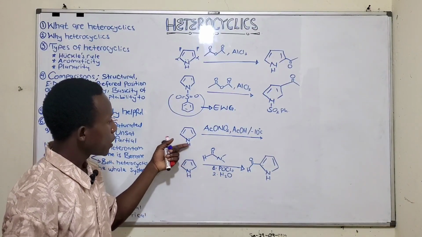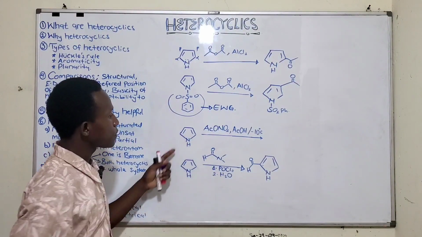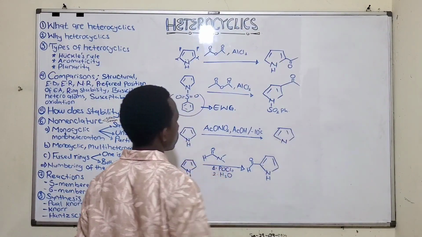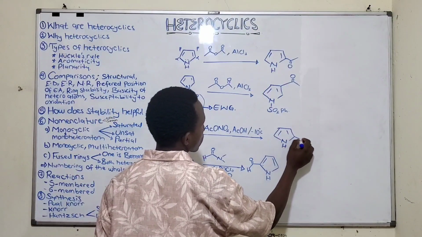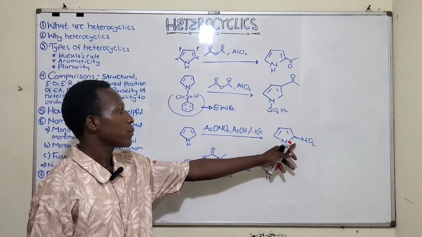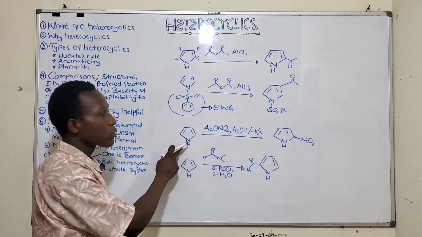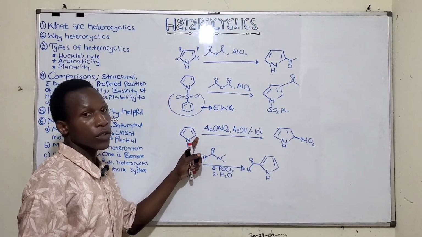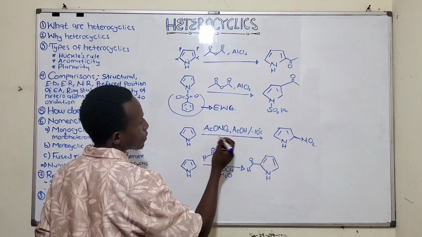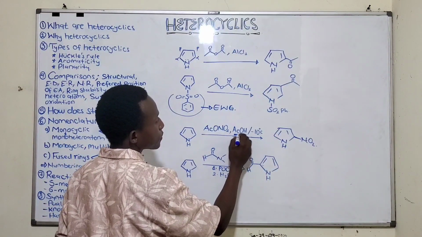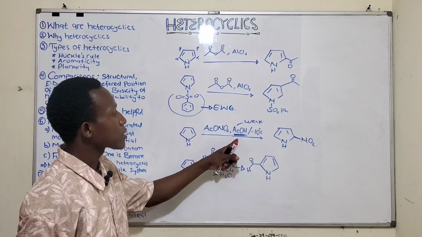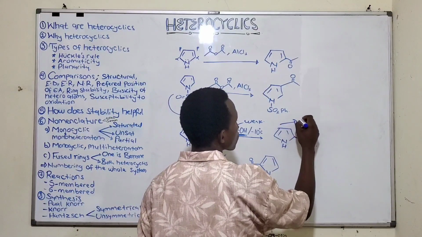Also, this reaction, nitration of pyrrole, will also occur at position 2. We shall have NO2 at position 2, because there is no electron withdrawing group, and position 2 forms more resonance structures, or the more stable carbocation. This is acetic acid. We prefer a weak acid. It is a weak acid. We prefer weak acid than strong acid because of polymerization.